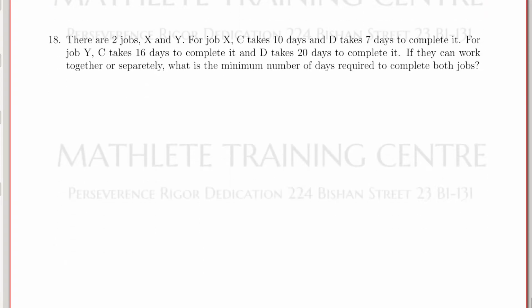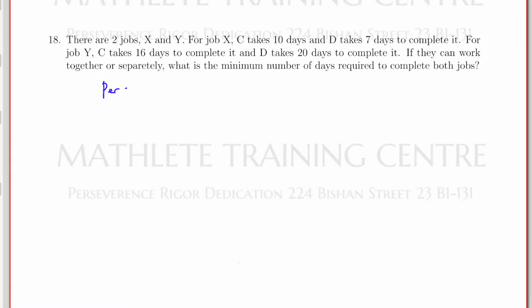Question number 18. There are two jobs, X and Y. For job X, C takes 10 days and D takes 7 days to complete it. For job Y, C takes 16 days and D takes 20 days to complete it. If they can work together or separately, what's the minimum number of days required to complete both of the jobs? So let's write it down.